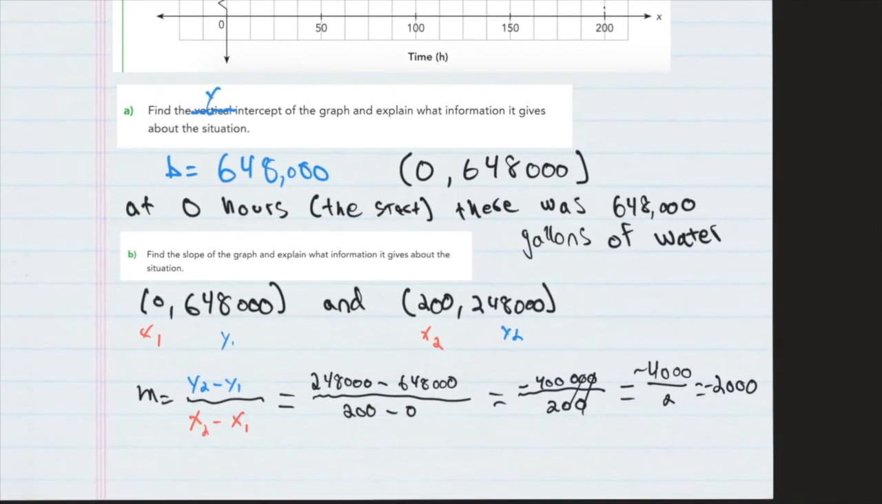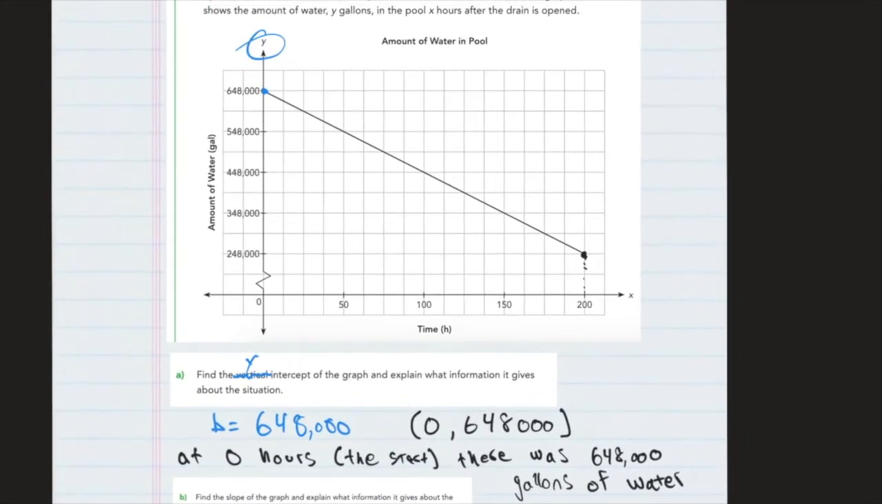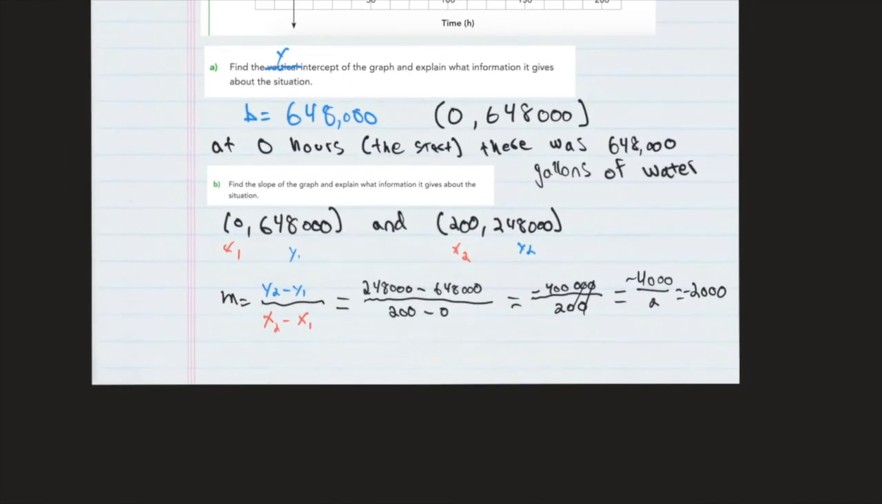So what that tells me about the graph here is that for every 1 hour, it's going down 2,000 gallons. Okay, so when you're talking about slope, we're going to use this particular phrase. It's for every, and then we say the change in x. In this case, it was 1 hour.